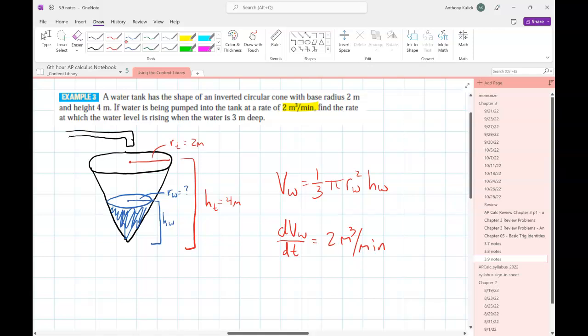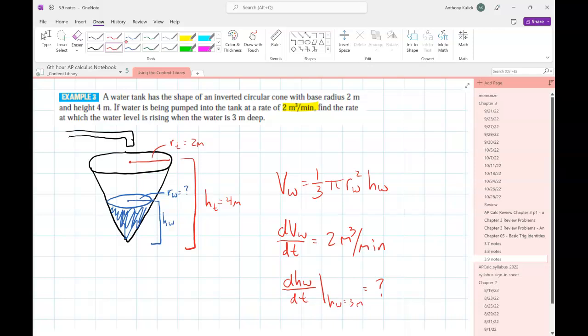And then it says, find the rate at which the water level is rising. So that's dH for the water, when the water is 3 meters deep. Everybody's cool with that?